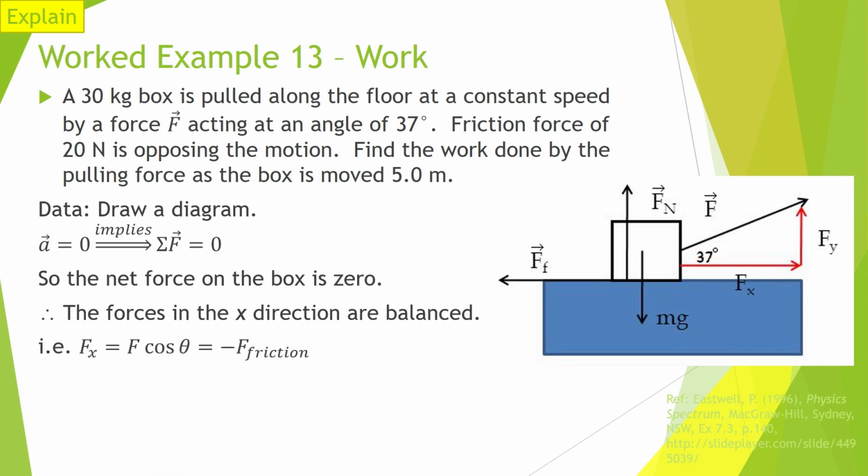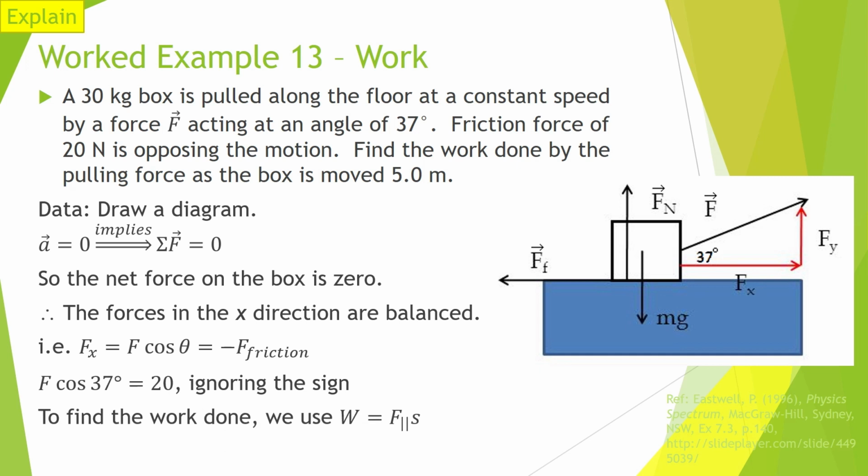So we have Fx equals F cos theta, which equals the negative of the force due to kinetic friction. So F cos 37 must equal 20 newtons. Ignoring the sign, we're just going to equate those two. And to find the work done, we use W equals F parallel times s. Now, since the force in the x direction is 20 newtons, the work done is 20 times 5, which is 100 newton meters, or 100 joules.